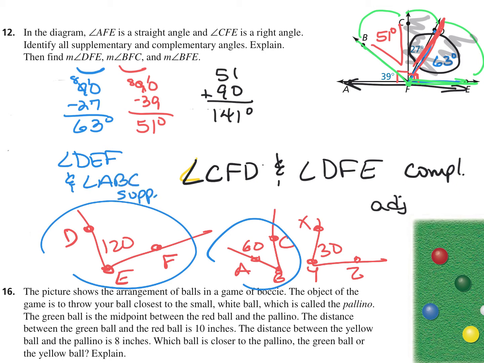If from this same group they said find the complements, then these 2 would have been the complements. So if I give you a bunch of random angles, whether they're attached or not, you're just looking for the 2 that when you add them, give you 90 to be complements, to be supplements when they equal 180.